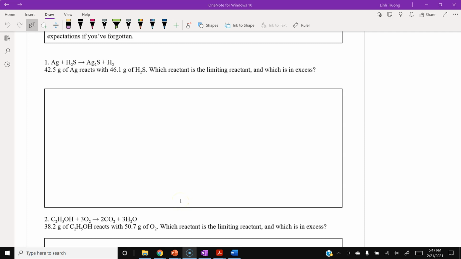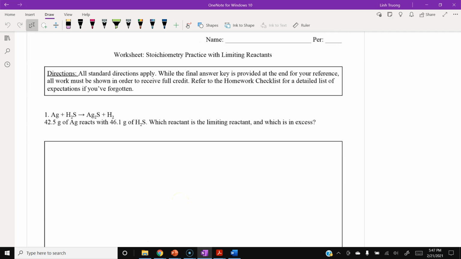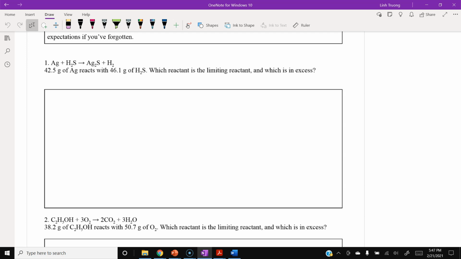Hello, so this is the video answer key for this worksheet. I'm going to go through a couple of questions and you guys can use those as a model for how to do the rest of them. And of course I have the written full answer key that should be up on Canvas by the time this video goes up too. So check that out.